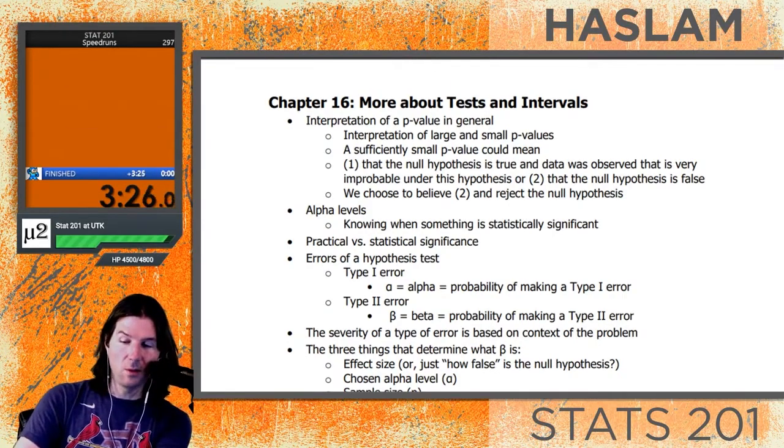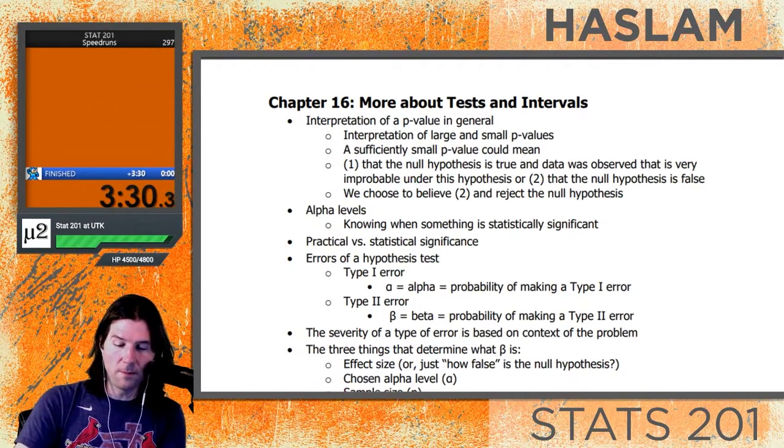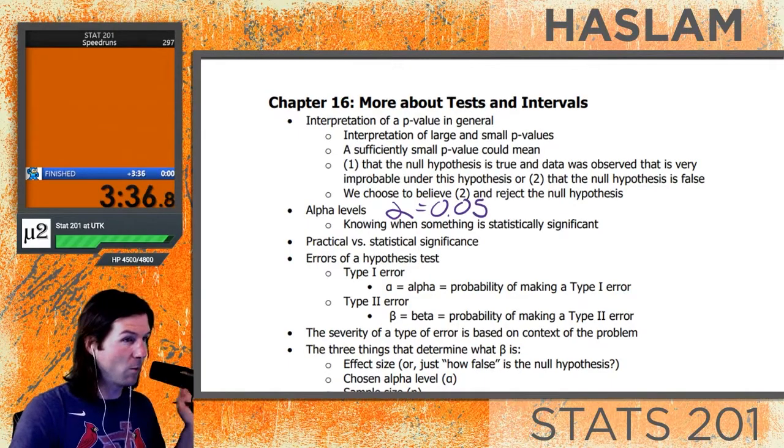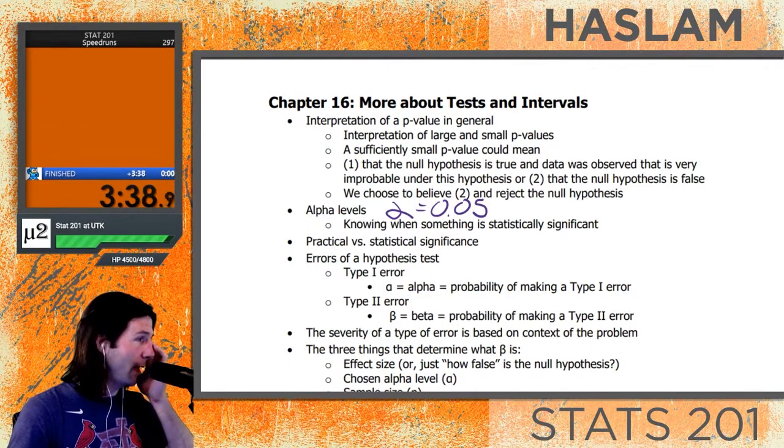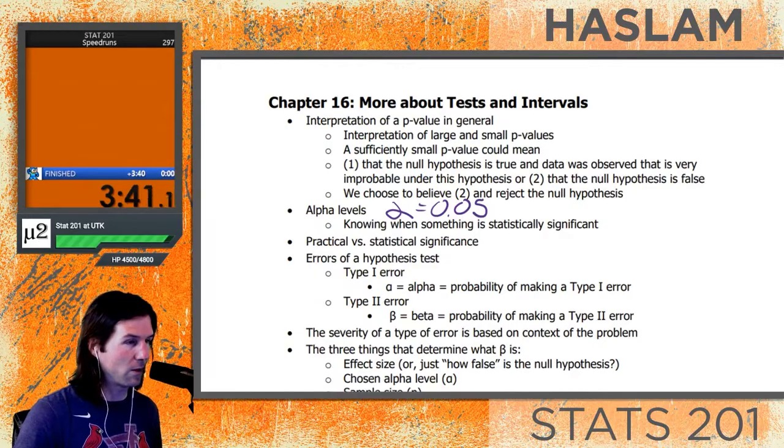Alpha level, this is huge. We should know immediately what alpha is. Alpha is going to be the following symbol, and alpha can be declared for any problem. Alpha is the probability of a type 1 error. We're going to get more into that in just a moment, but alpha is going to tell us when we reject the null.